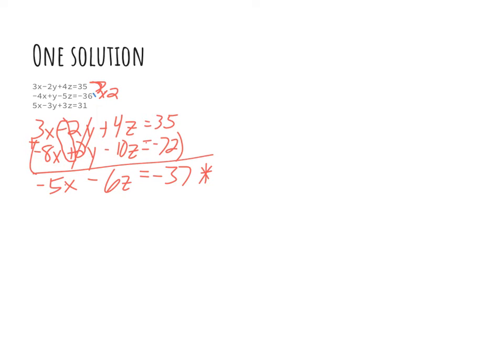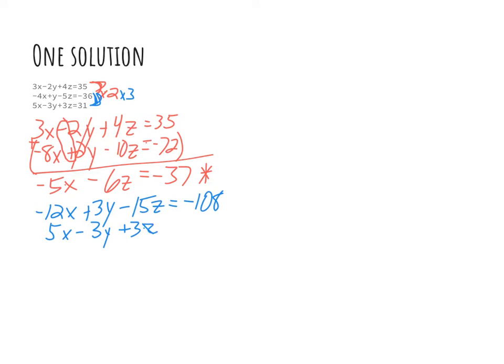So now I put these two together. And again, to get my y's the same, I'm going to multiply that middle equation by 3 now. So now I'm going to have negative 12x plus 3y minus 15z is equal to negative 108. And I'm going to keep that bottom one the same: 5x minus 3y plus 3z is equal to 31. Different signs again, so I'm going to add my equations together.